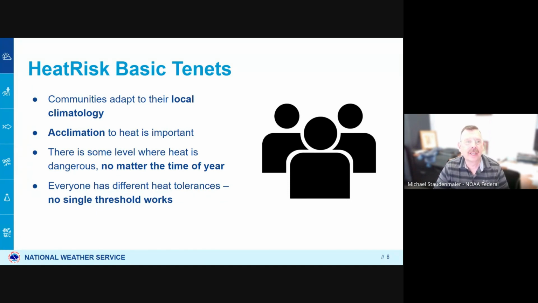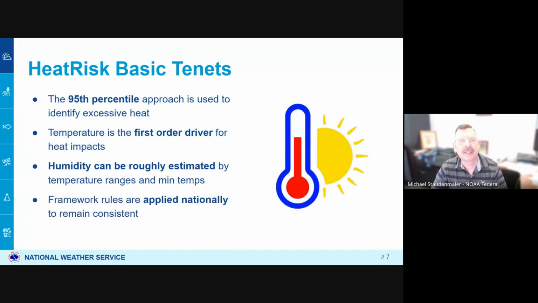Research has also shown that some level of heat can be physically dangerous to the human body no matter the time of the year, but it also suggested that everyone has different heat tolerances, so this means that a single threshold wouldn't work for everyone. So we built a 5-color and number system into the approach to provide information specifically for a variety of heat-tolerant groups. Research also showed us that the use of the 95th percentile of temperatures to identify heat episodes that are excessive for a particular location was somewhat common throughout many studies and heat health warning systems across the world. So that's what we used.